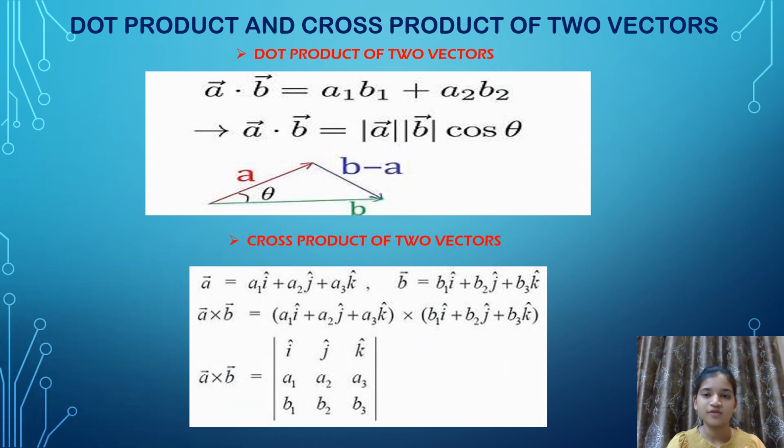Dot product and cross product of two vectors. For the dot product of two vectors, we write vector A dot vector B equals A1 B1 plus A2 B2. Also, we write vector A dot vector B equals magnitude of vector A times magnitude of vector B times cos theta. For the cross product of two vectors, we write vector A as A1 A2 A3 and vector B as B1 B2 B3, and we signify it as vector A cross vector B. We multiply both, and we write it as a determinant with I cap, J cap, K cap, A1, A2, A3, B1, B2, B3.